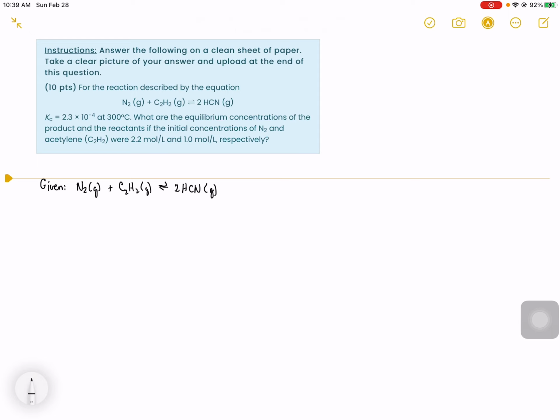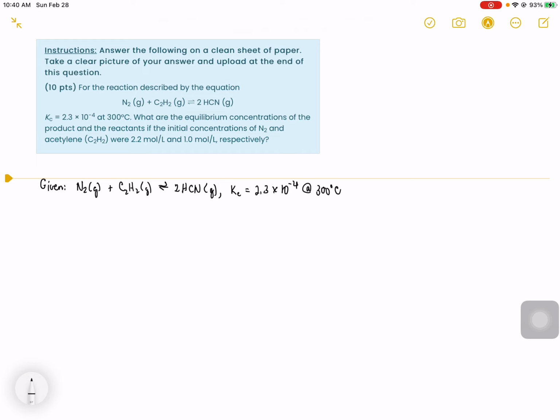Now for this particular chemical equation, our K sub C value at 300 degrees is also known. So we copy that one. K sub C is given to be 2.3 times 10 to the negative 4 at a temperature of 300 degrees Celsius.